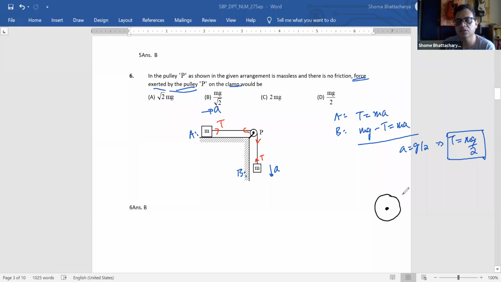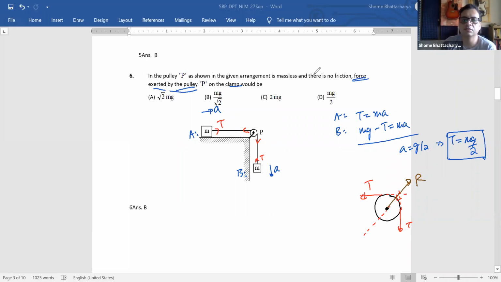So understand what is happening: the pulley is massless, of course. What forces are acting on the pulley? There is one horizontal tension acting like this and one vertical tension acting like this. In fact, these two forces are at 90 degrees to each other, and they are trying to pull the clamp down like this. They are pulling the pulley against the clamp, so the clamp has to react by applying a reaction force like this.